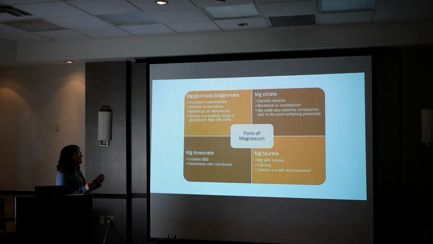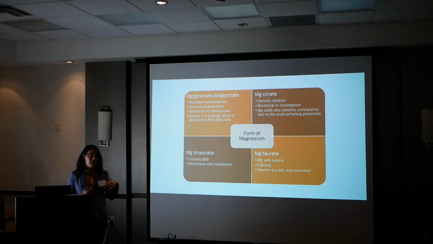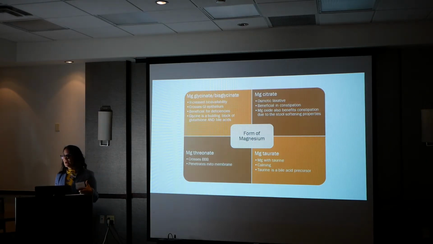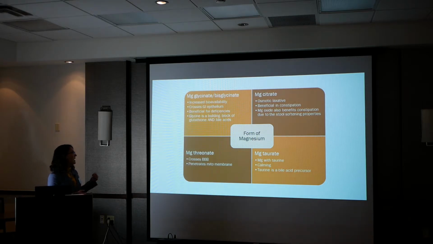Magnesium glycinate and bisglycinate is a nice one for patients who need something calming. This is going to cross the gut barrier more effectively. Glycine is one of the precursors to the production of glutathione. So if we have a patient with oxidative stress, this is going to be a lovely option.